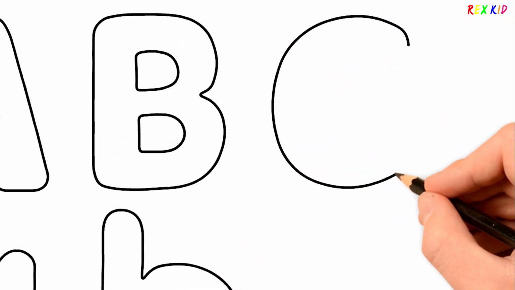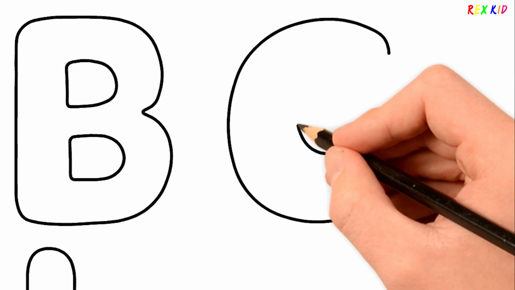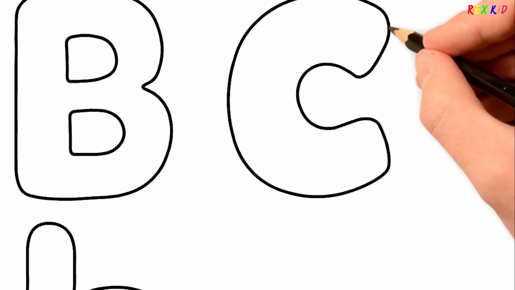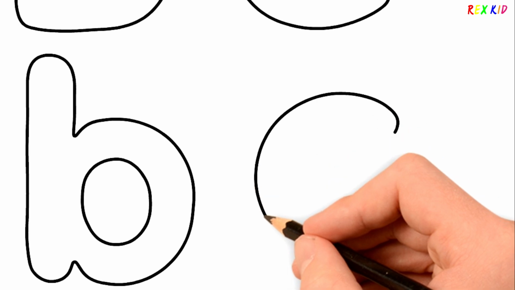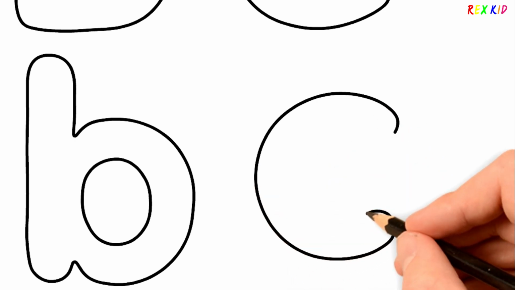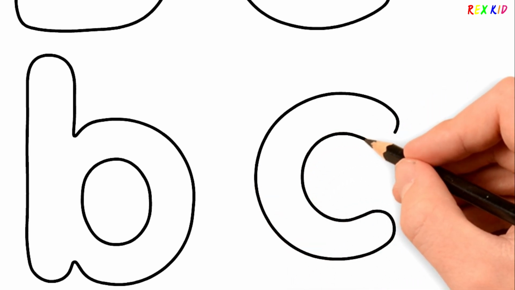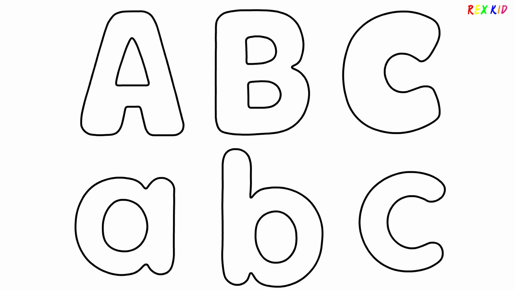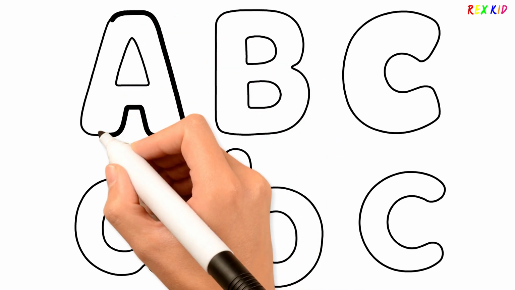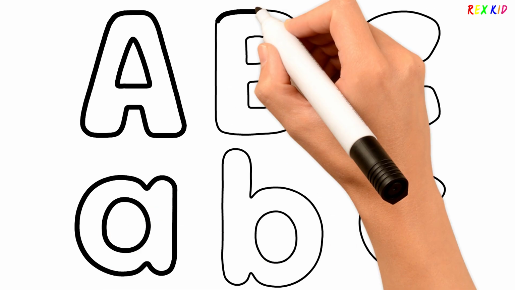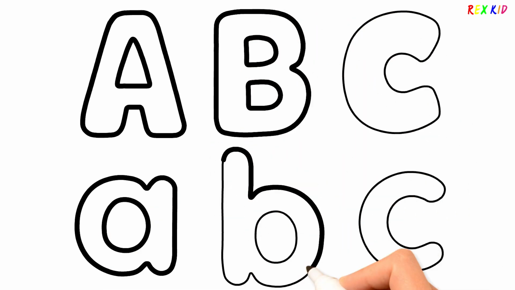Now I'm drawing capital letter C. Finally, I draw small letter C. I'm going to paint with the colors of the rainbow. Great job! Now I use this marker to make this beautiful drawing more visible.